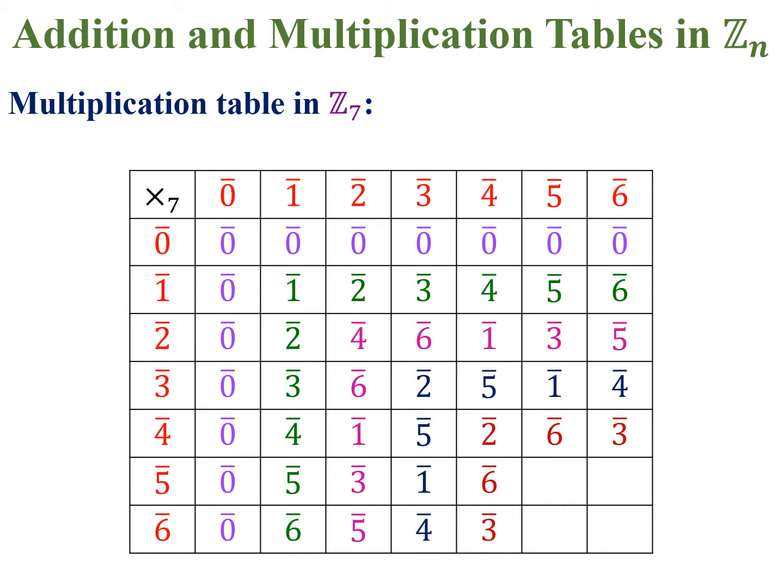This value can be obtained by multiplying class of 5 with class of 5. 5 into 5 is 25. When we divide 25 by 7 we will get 4 as a remainder. 5 into 6 is 30. When we divide 30 by 7 we will get 2 as remainder. This 2 is also obtained here because here we will get 6 into 5 is 30. When we divide 30 by 7, 2 is remainder. And the last value is obtained by multiplying 6 by 6. 6 into 6 is 36. When we divide 36 by 7, 1 will be the remainder, and here you will get the class of 1.